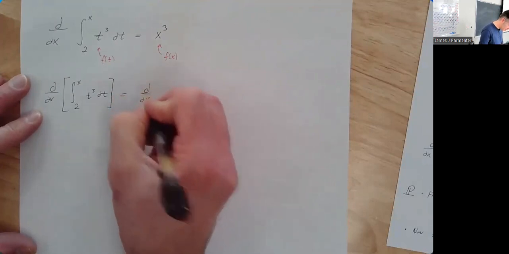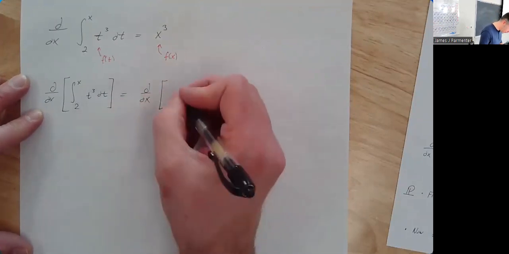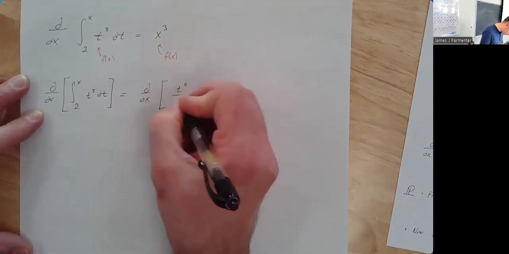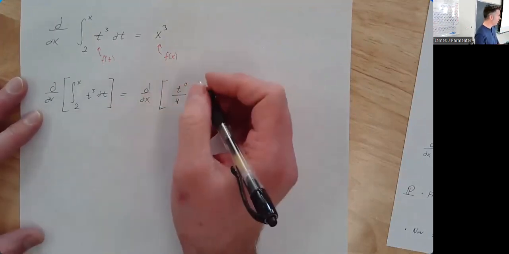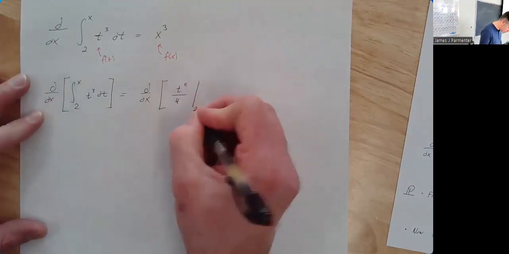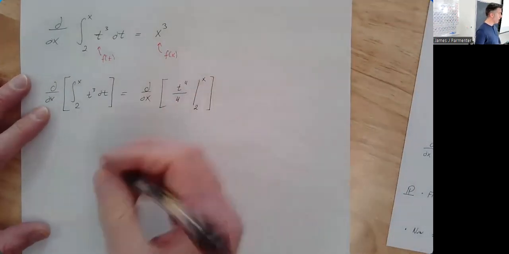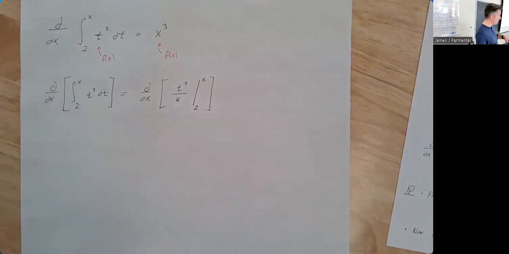So that's going to be, let's see. The antiderivative of t cubed is t to the 4th over 4, just using the fundamental theorem of calculus part 2. And I'm going to evaluate that at 2 and at x. So now I'm going to plug in the top thing first, the bottom thing second. So do make sure you get that right. It's always the top first, the bottom second.